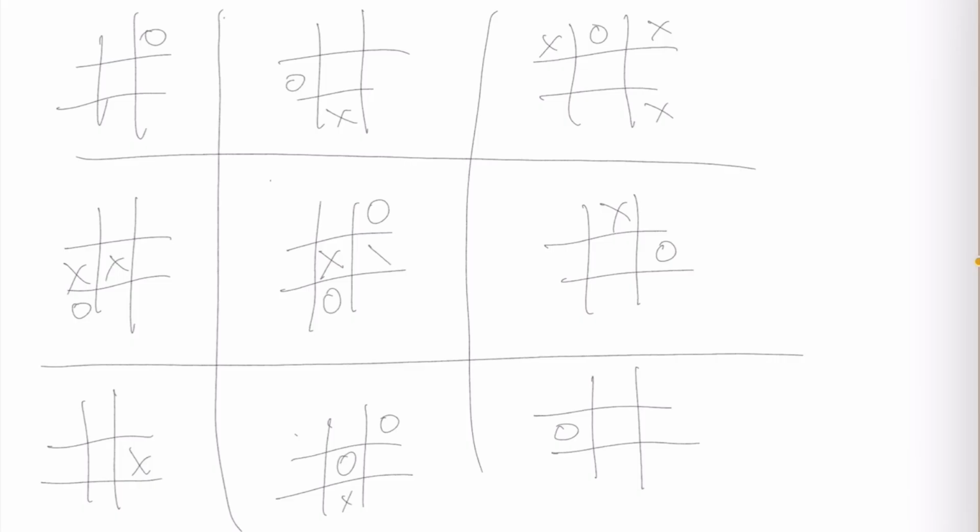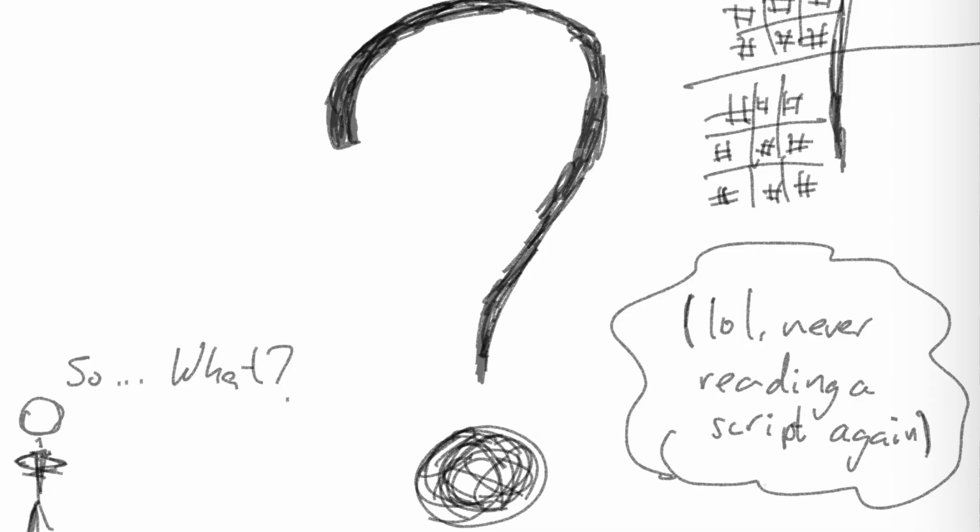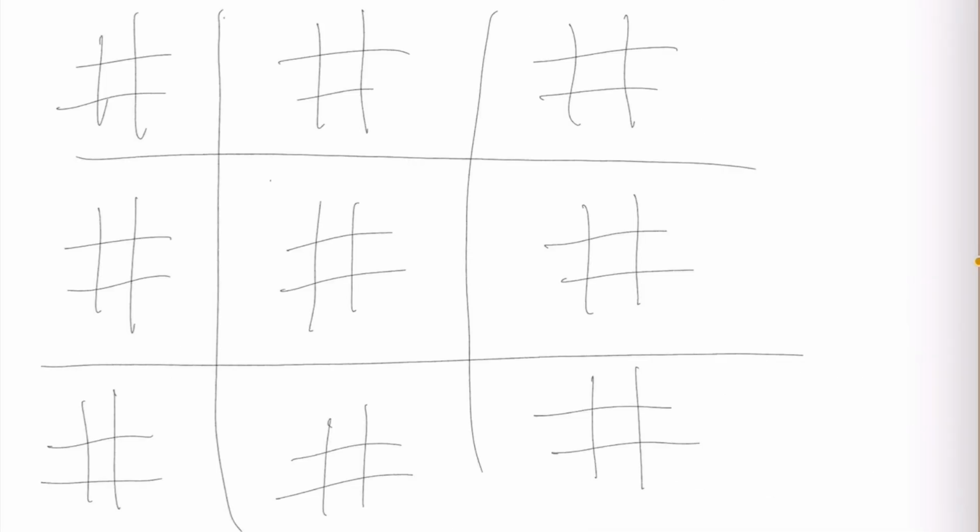If you win a board, you win that cell on the main board. And if you are sent to a won board, then you can play on any board you want. So what are we gonna do? Let's first build a game simulation.